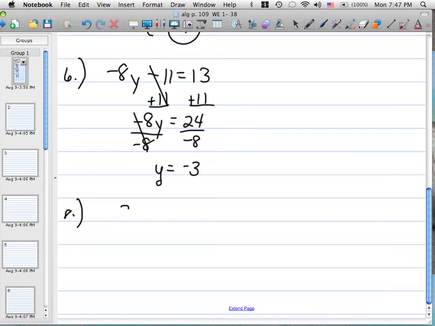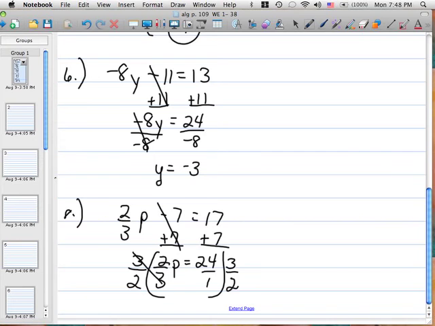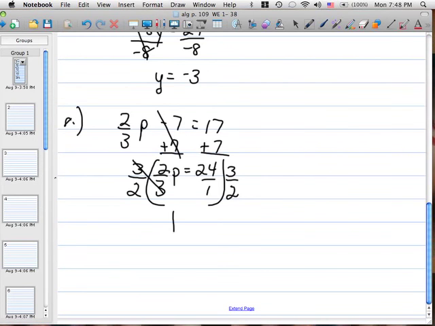Problem number 8. We have 2/3 p minus 7 equals 17. Undo subtraction first. We're going to add 7 to both sides. That eliminates the 7's here. So now we have 2/3 p equals 24. The opposite of multiplying by 2/3, or use the reciprocal, is 3/2. Reciprocals cancel, making 1. 1 times p is p. 2 goes into 2 once and into 24 12, so we get 36. 3 times 12 is 36.